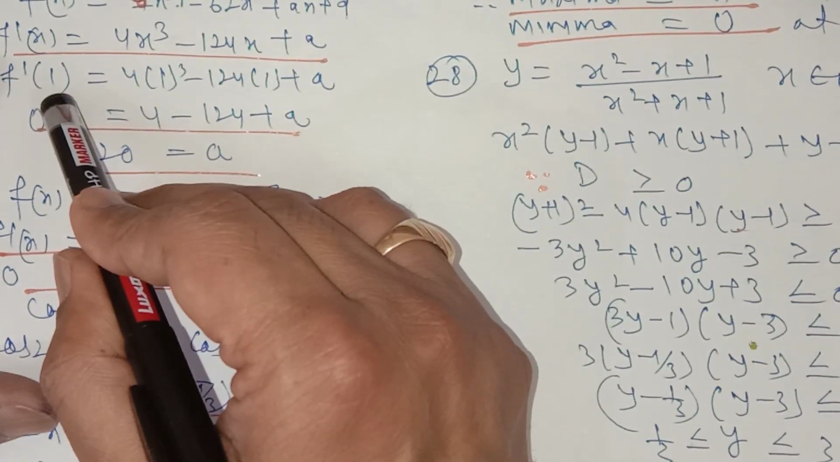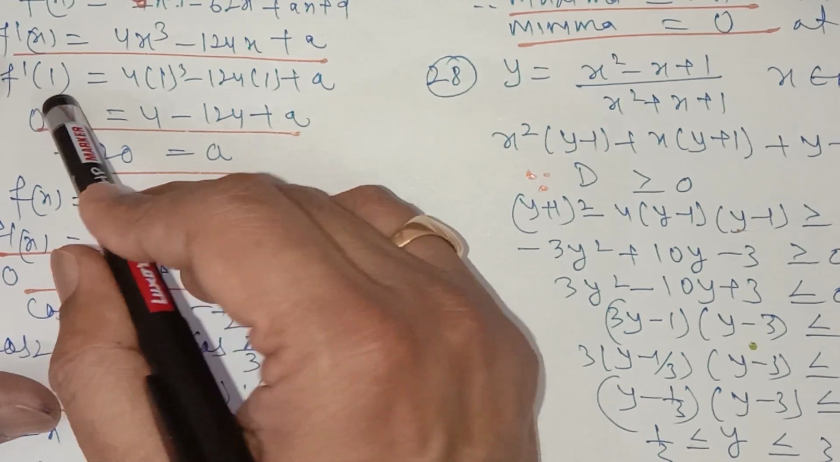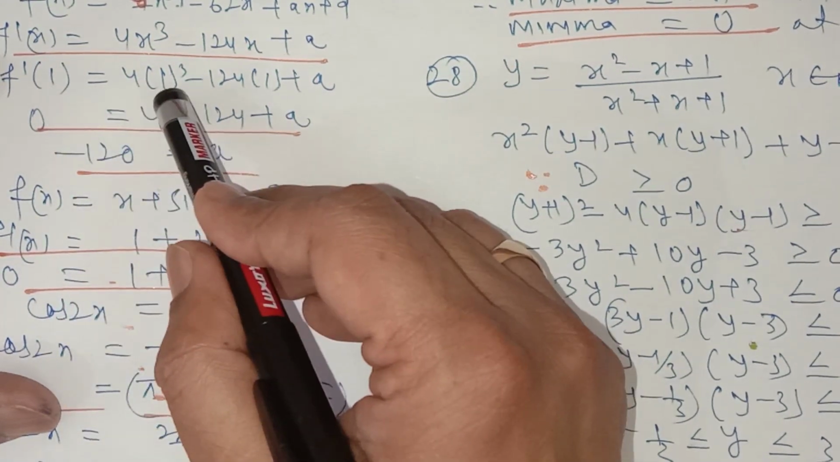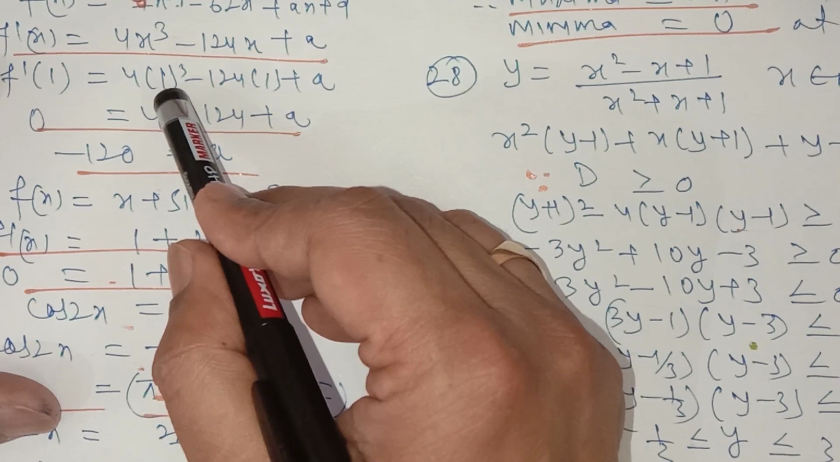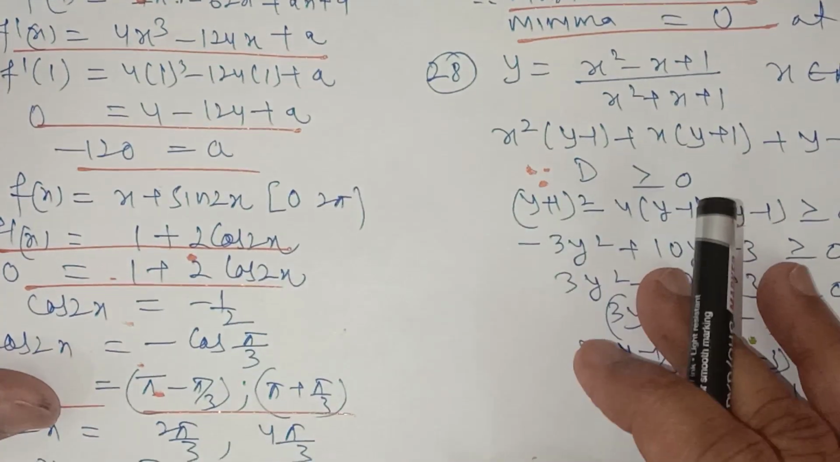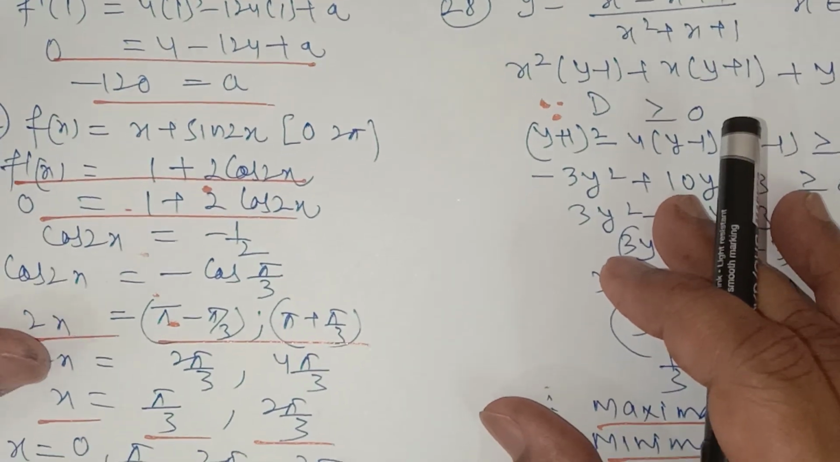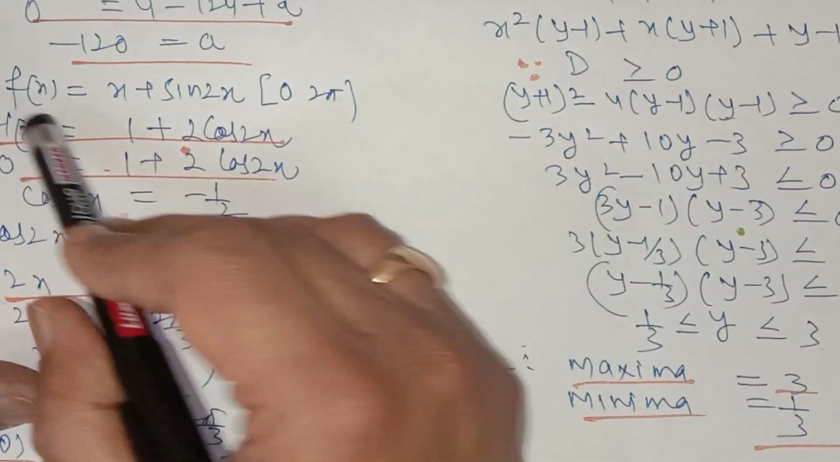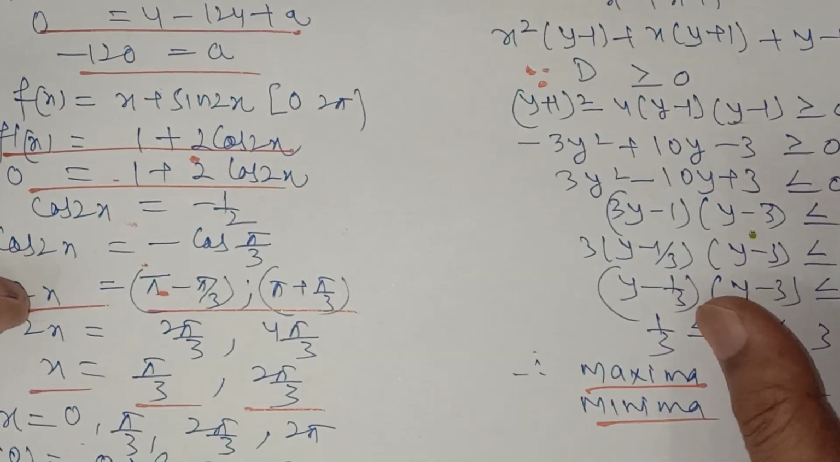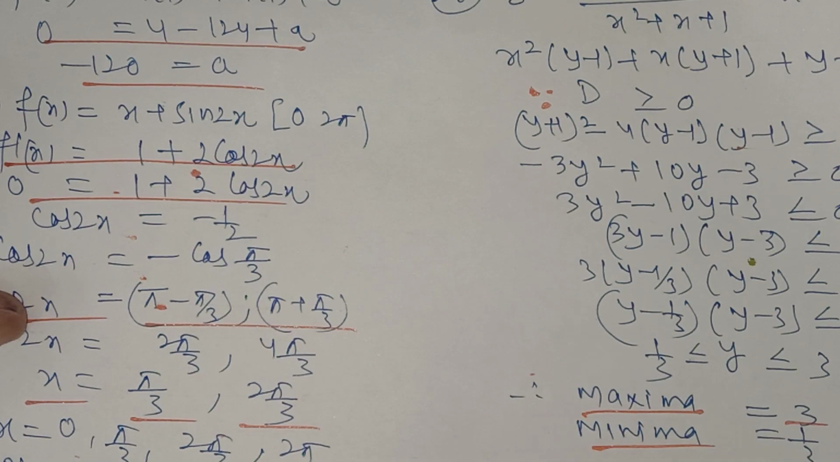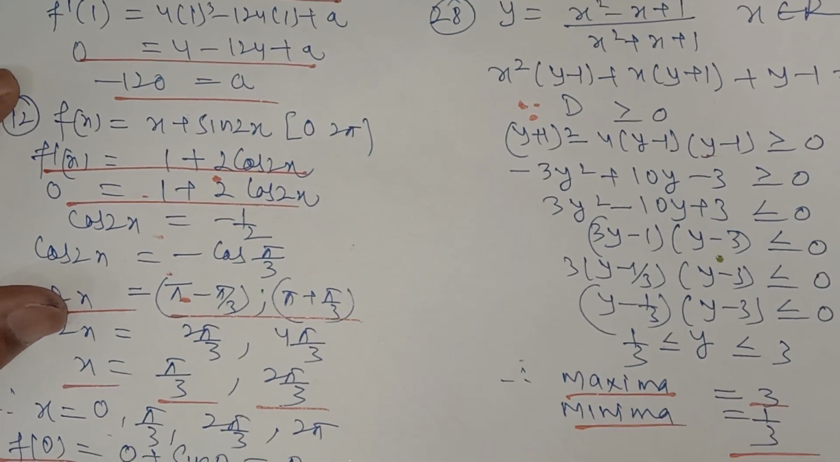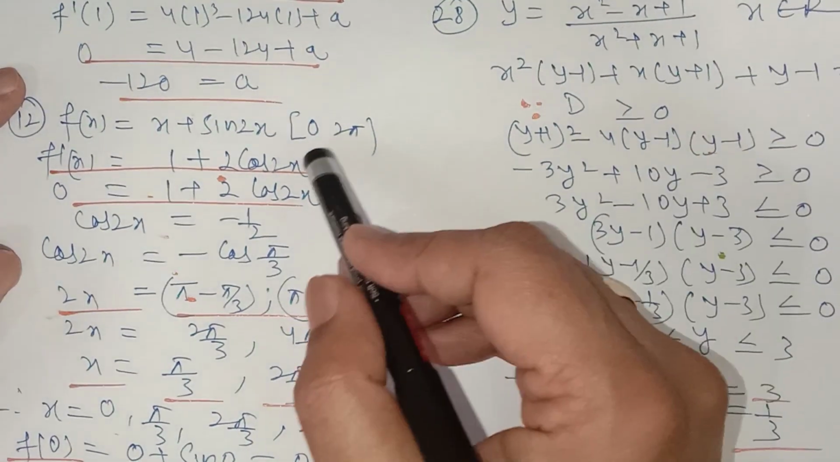For the first derivative, it is given that there is a maxima at x equal to 1. So replace the value of x by 1 and put it equal to 0. You will get the value of a equal to minus 120. In question number 12, again we have a closed interval. So you have to find the absolute maxima and minima of the given function in the given interval.